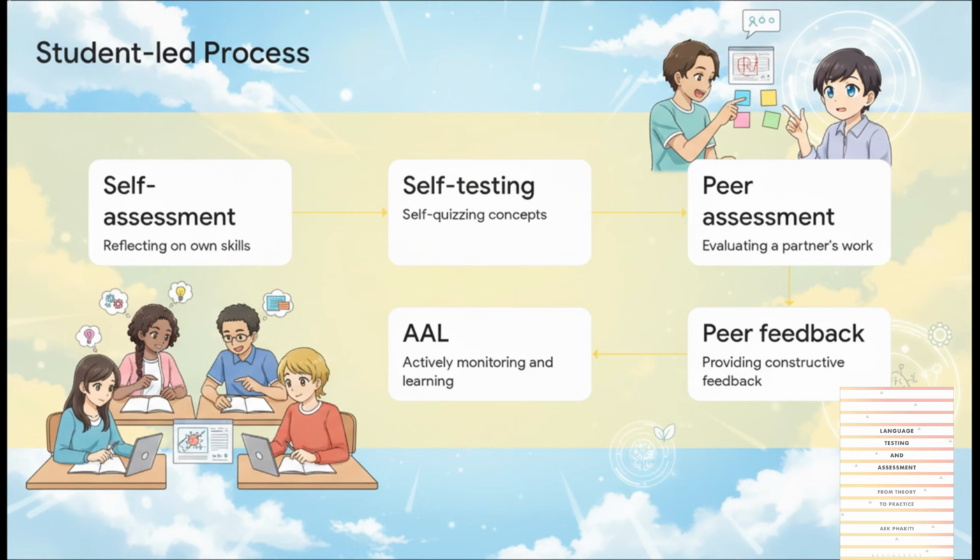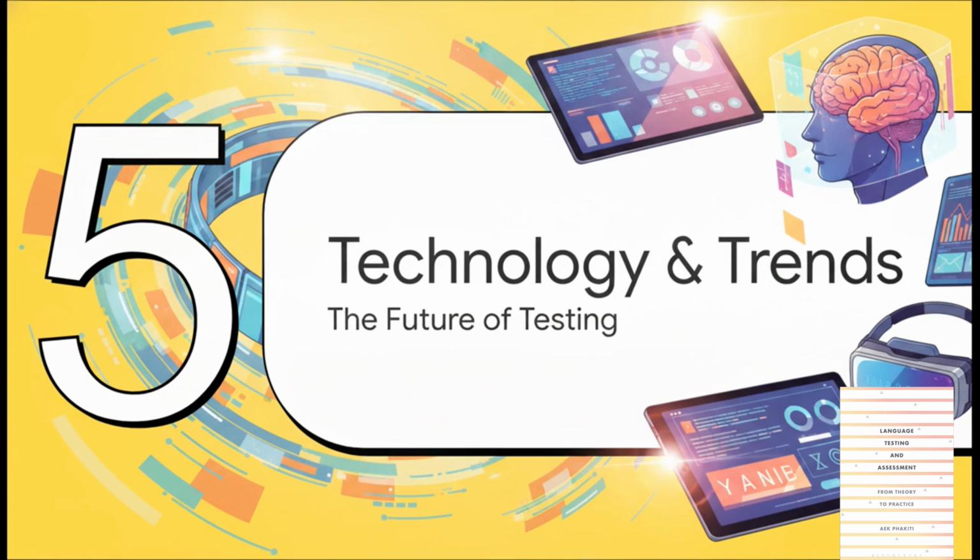Exactly. And this whole sequence culminates in step 5, assessment as learning, or AAL. This is the gold standard. It's where the act of being assessed is literally a learning event in itself. The student is actively monitoring, evaluating, and modifying their own language development in real time. Which brings us to the really tricky stuff. Section 5, Technology and Emerging Trends.